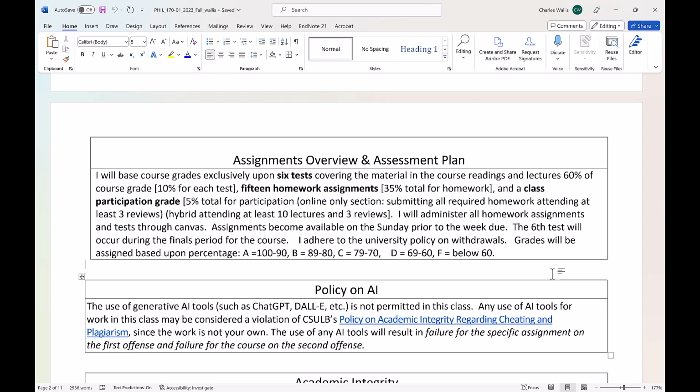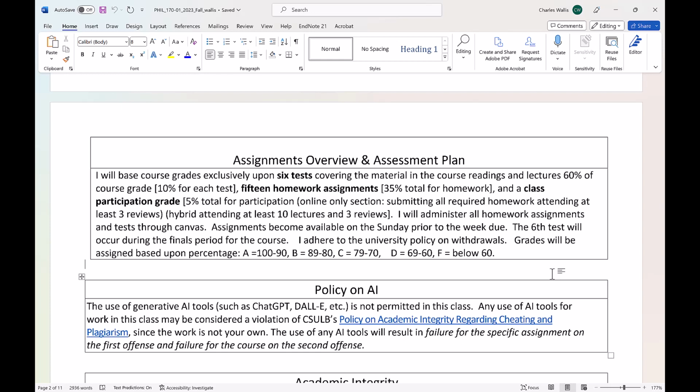Now, the way I administer our assignments, Sunday morning, you'll get an announcement. That announcement will contain links to all the readings, all the lectures, all the quizzes, and they will be available to you until 11:59 p.m. on the following Saturday, with the exception of the 6th test. That will occur during the final period for our course, which is on the syllabus below. Now, I adhere to the regular university policy on withdrawals, and I don't curve grades in this class because there's so much extra credit available to students.